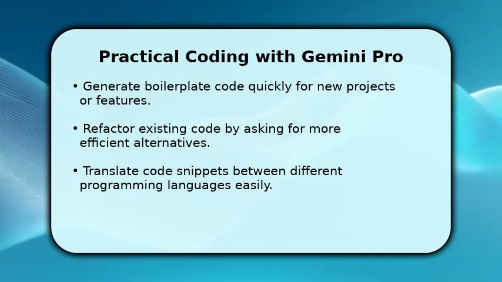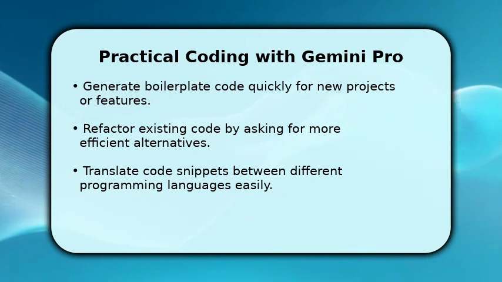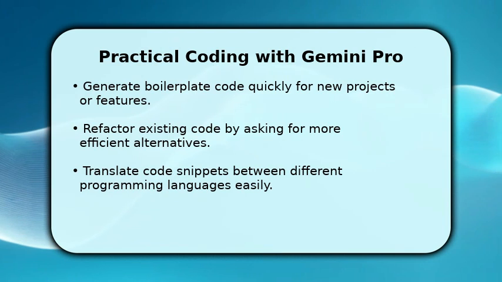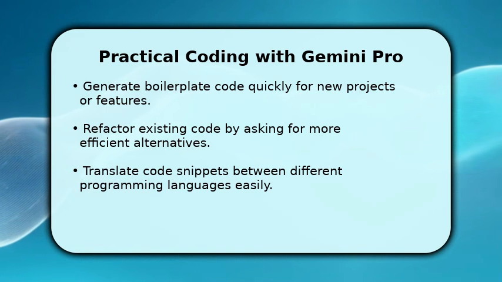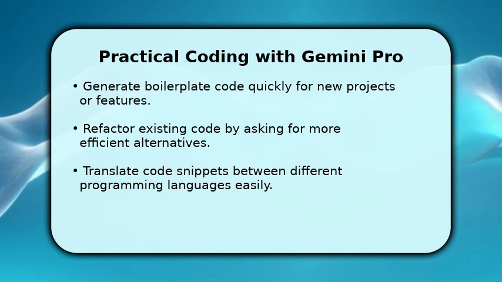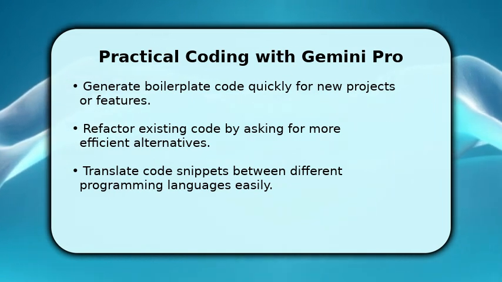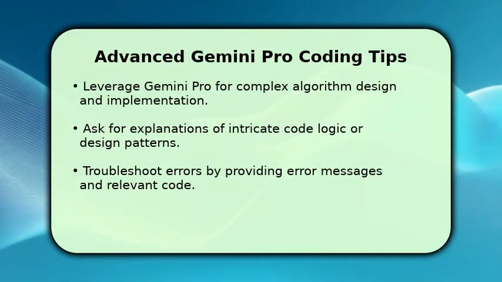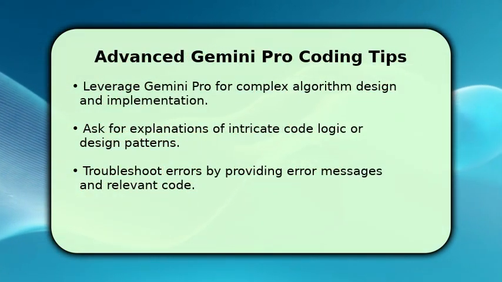Gemini Pro excels at practical coding tasks. For instance, you can generate boilerplate code for a new Python class or a JavaScript component in seconds. It's also great for refactoring. Simply paste your code and ask for improvements, like making it more readable or optimizing for speed. Furthermore, if you need to convert a function from Python to Java, Gemini Pro can handle that translation, saving you significant time and effort.